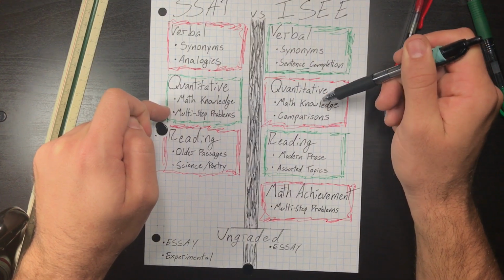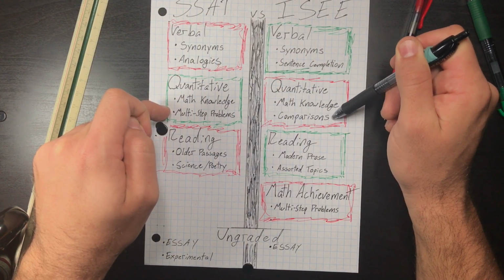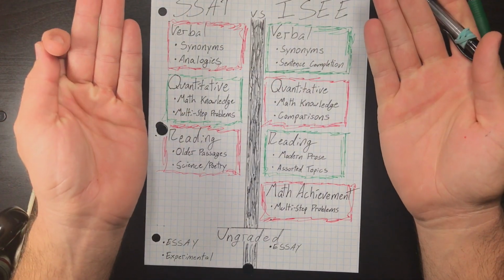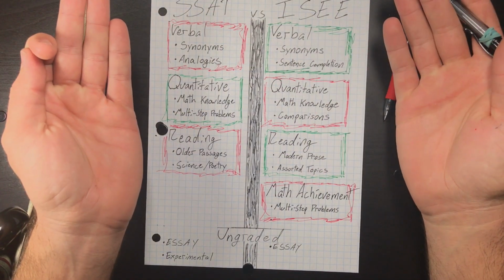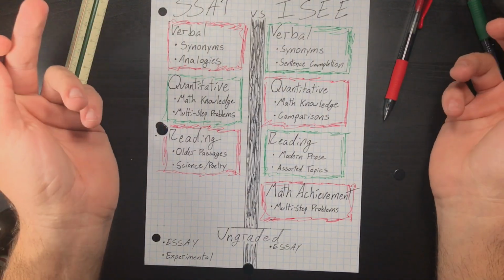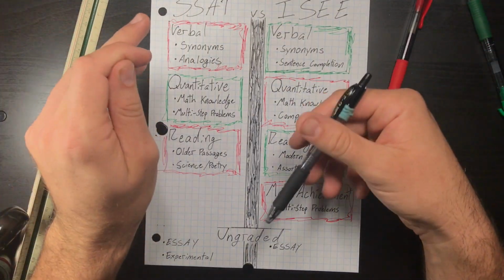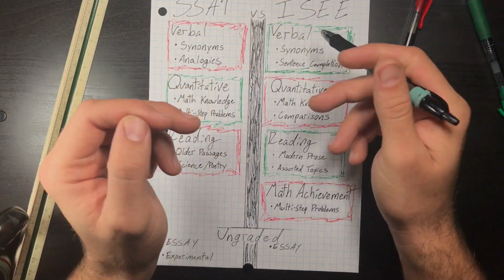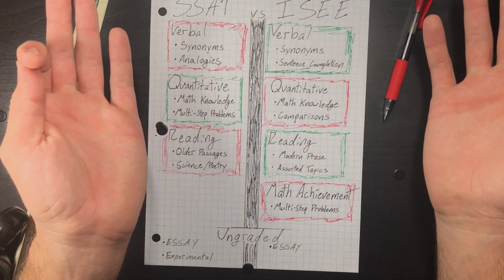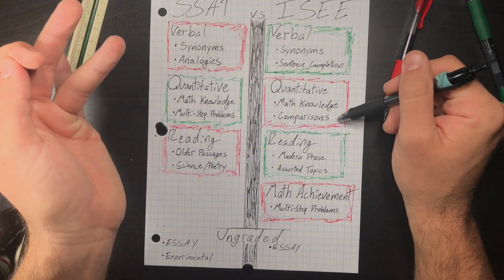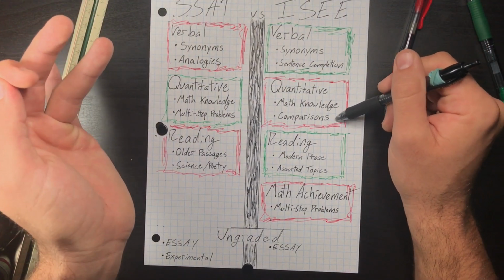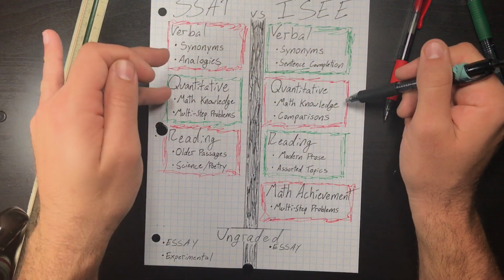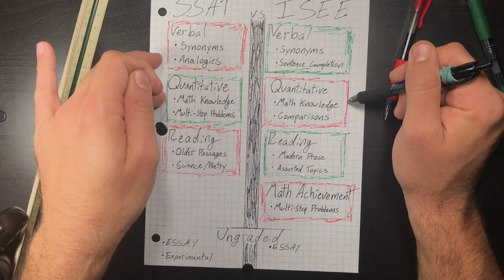In the quantitative section of the ISEE, they have what they call quantitative comparisons, where they'll give you one thing and another thing, like x squared and x to the third, and they'll ask you which one is greater. You'll either choose one thing, the other thing, or you'll say they're the same value, or you'll say it's impossible to determine which one is of greater value. These can get a little tricky because they like to throw a lot of curveballs at you in this section. That's why I have it marked in red. This quantitative section is a little bit more difficult than the SSAT's.